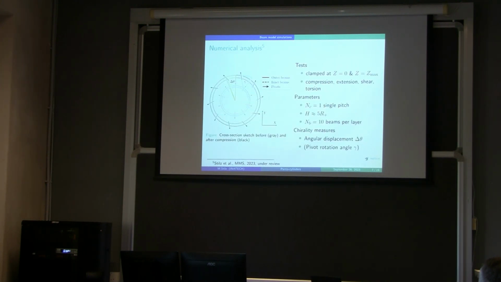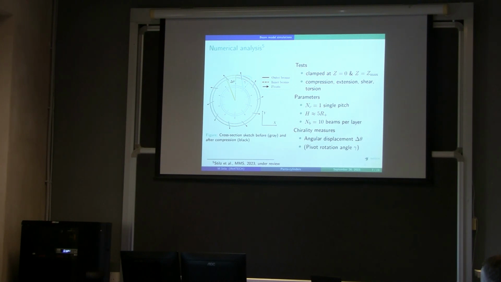And then the analysis of these results was as follows. We used a cylinder structure like I've shown before. We clamped this at the bottom and at the maximum height, and we performed compression, extension, shear, and some torsion tests. The parameters were: we used a single pitch, a cylinder that is higher than wide, and 10 beams per layer, so in total 20 beams.